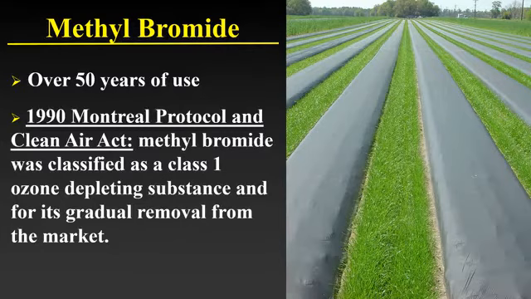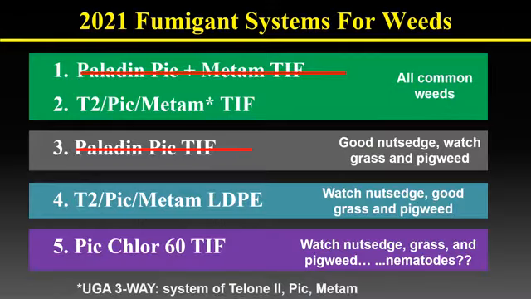When we have a discussion about large bed plasticulture, it's always good to remember how great the days were with methyl bromide. What an amazing tool for us to use in vegetable production. Of course, in 1990, with the signing of the Montreal Protocol and Clean Air Act, it ultimately led to the loss of methyl bromide. We had developed 5 alternatives to methyl bromide that were quite effective depending on your production practices, until about a year or a year and a half ago when we also lost the use of Paladin.